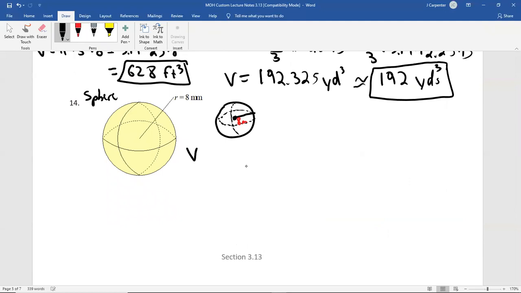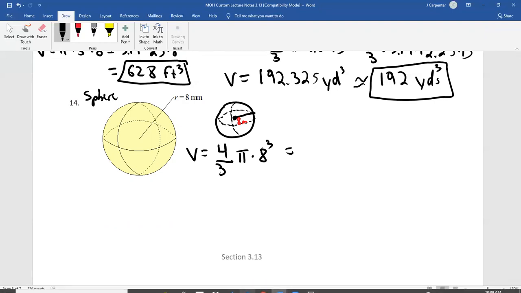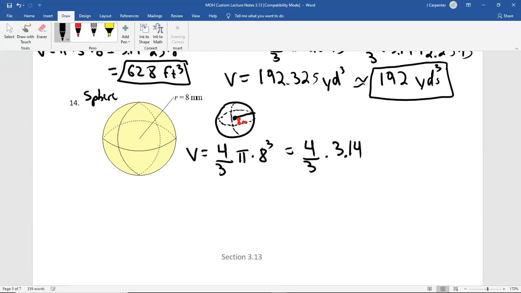So our volume would be 4/3 times pi times the radius cubed, which is 8 cubed. Eight times 8 is 64, times 8 is 512. So the 8 cubed is 512. So this is 4/3 times pi, which we should write as 3.14, times our 512.